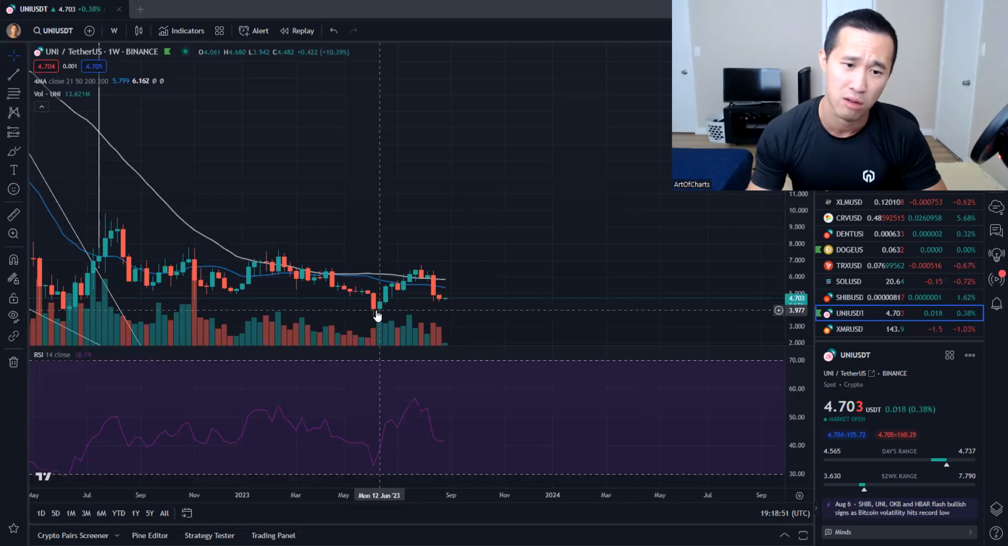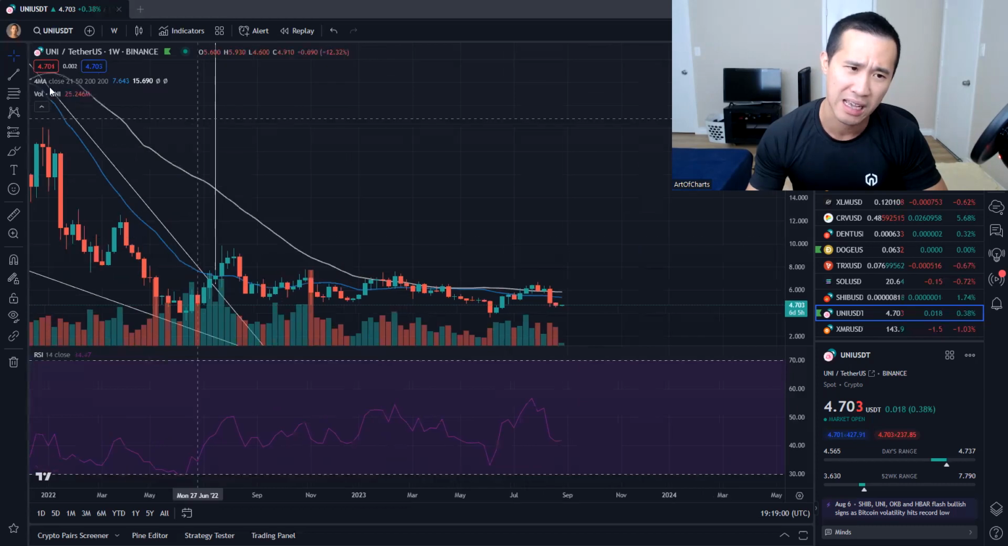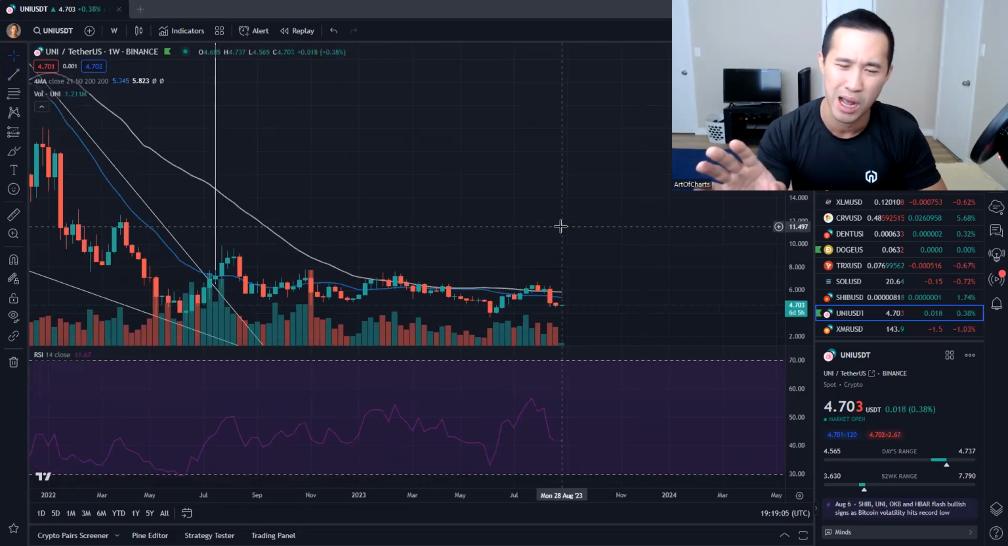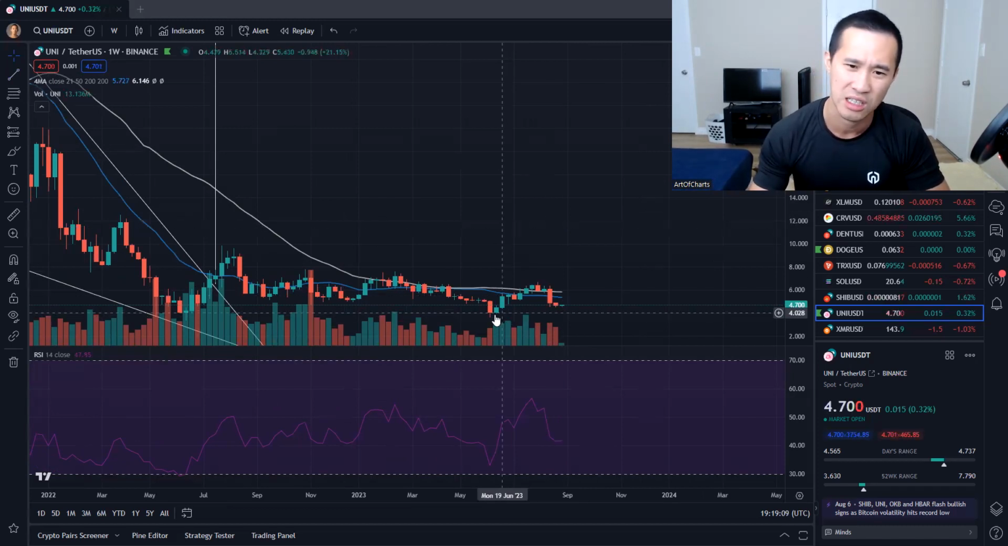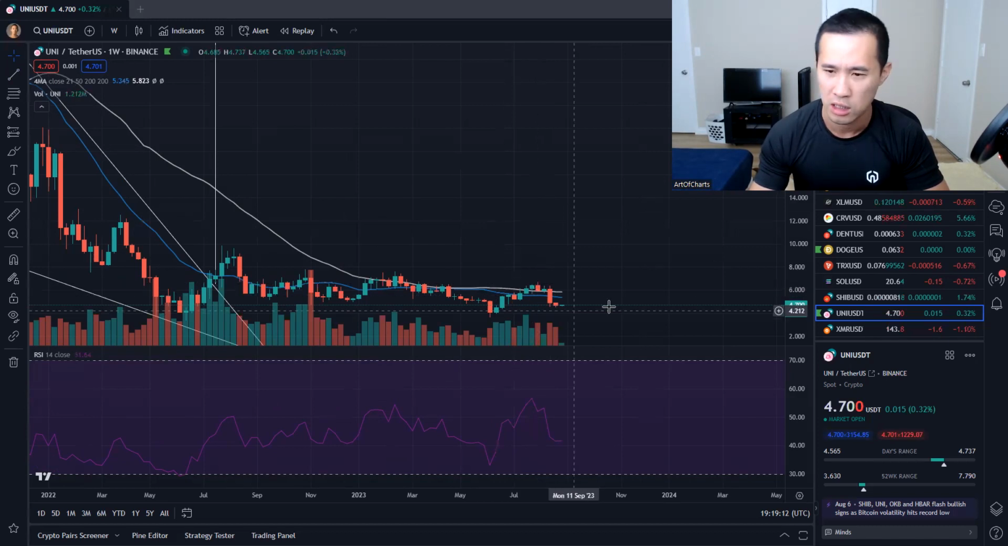So if it comes down to anywhere close to about $4 in this area here, we could potentially be seeing a double bottom pattern. And in that case, let's actually not even talk about the measured move here, because it has not exactly formed a double bottom pattern yet.